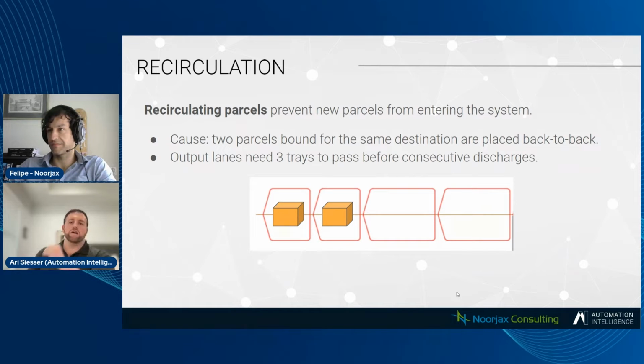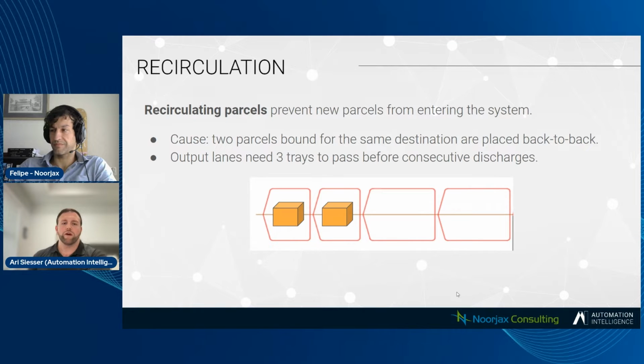And so just like I mentioned earlier, generally these systems need multiple trays to pass before you can allow another parcel to be discharged to the same lane. And so this second yellow parcel here, if we're using first in, first out assignment and we place this second parcel going to the same destination after this first one, this second parcel is going to recirculate, which means that it's going to block a new parcel from entering the system and jam the system up. So we basically are creating a bottleneck that shouldn't exist.